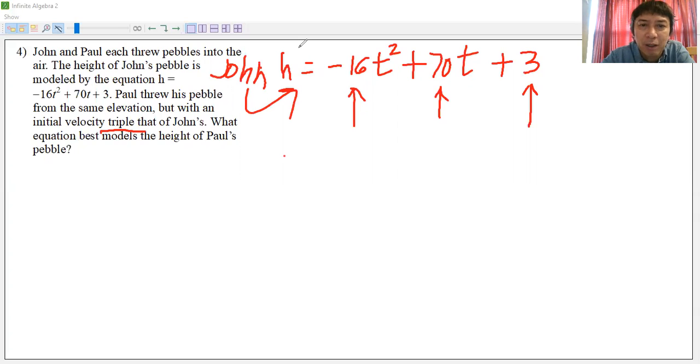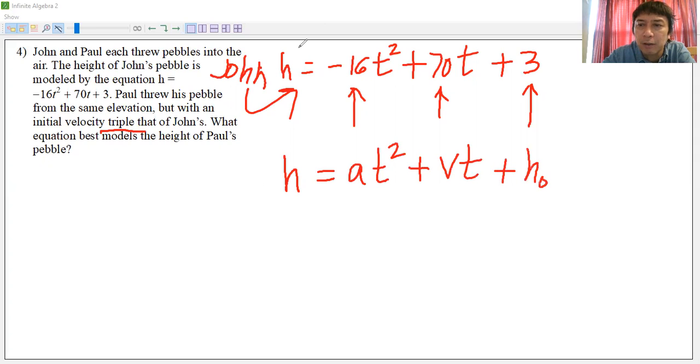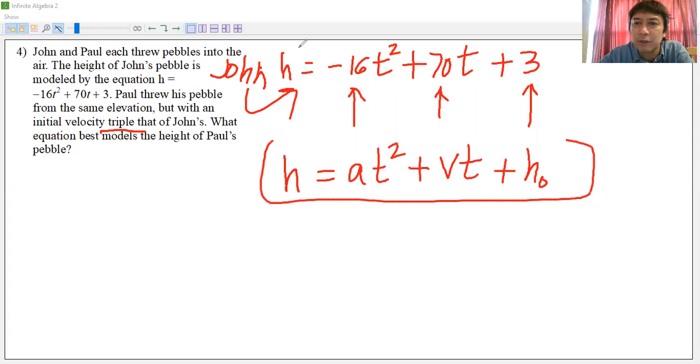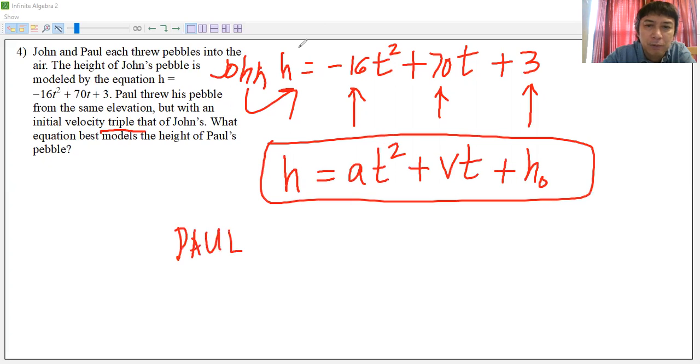If we are to make the equation for Paul, it's actually the same format: a for acceleration of gravity, and then here is the initial velocity, and here is the initial height. We still follow this equation. For Paul, we will have the same acceleration, but the velocity is triple. It says there velocity triple that of John's, so that means 70 times 3.